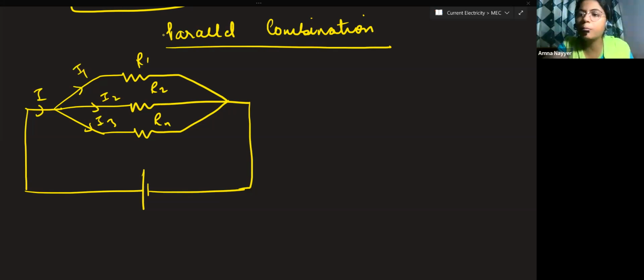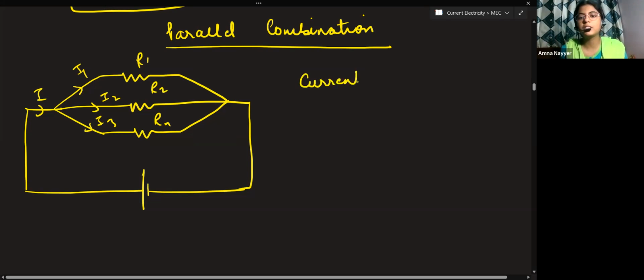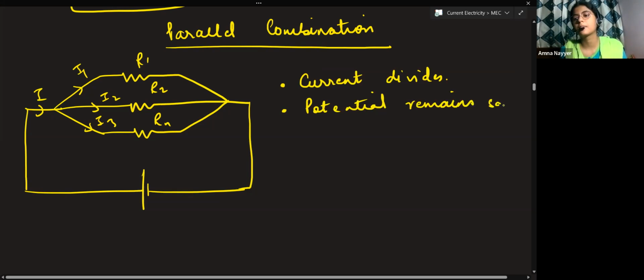Now, let's say n number of resistors are connected in parallel, R1, R2, Rn. Now, current will be different because in parallel combination, current divides. Why? Current divides on branching, the way charge got divided on branching. So, current divides on branching. In case of parallel combination, current divides and the potential remains the same.